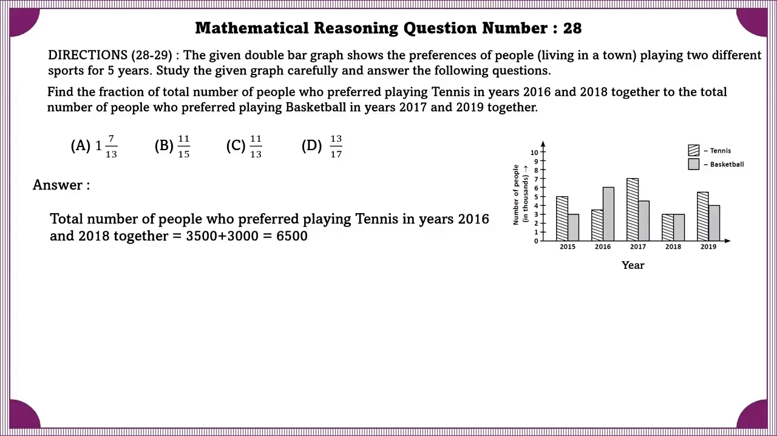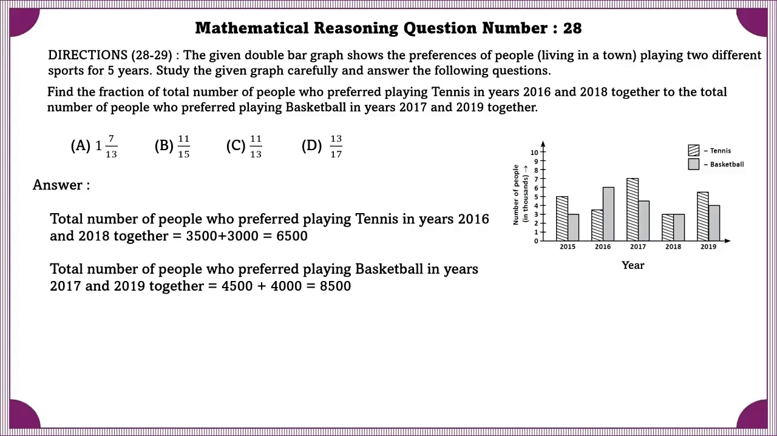Total number of people who preferred playing tennis in years 2016 and 2018 together are 6,500. And total number of people who preferred playing basketball in years 2017 and 2019 together are 8,500. Now the required fraction is equal to 6,500 by 8,500, which is equal to 13 by 17.